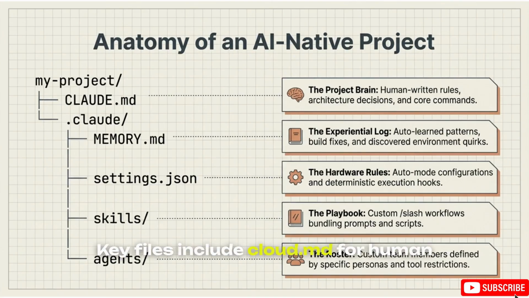Key files include Claude.md for human-written rules, Memory.md for auto-learned patterns, and Settings.json for configurations. The project also organizes custom workflows in the skills directory and custom team members and agents.